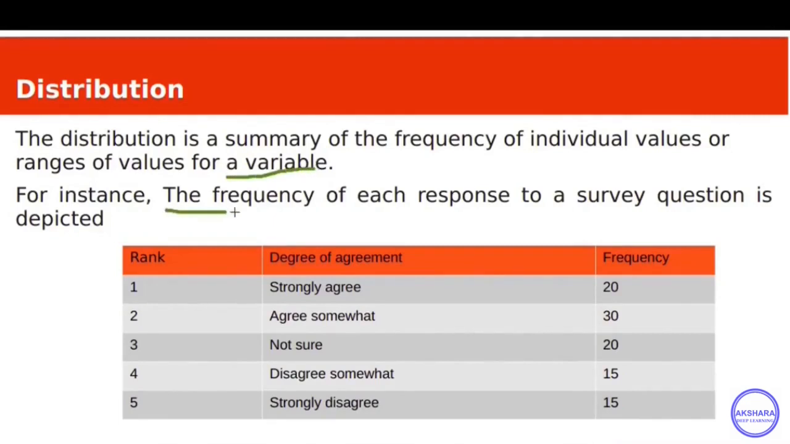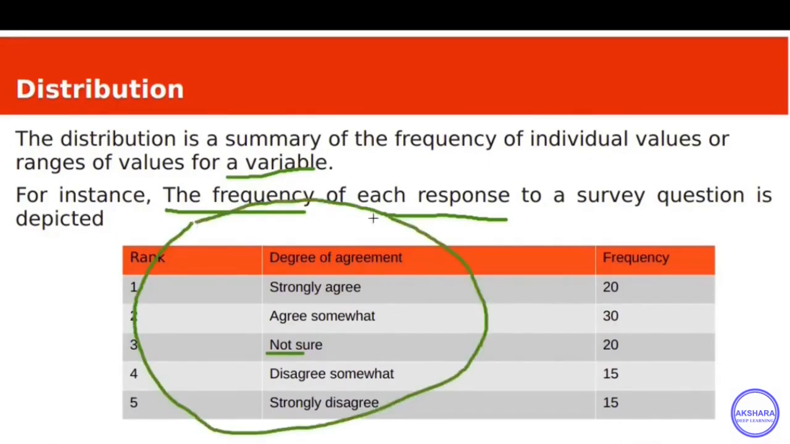For example, the frequency distribution of each response to a survey question is depicted here. That is the rating question. 20 respondents marked strongly agree, 30 respondents marked agree somewhat, 20 respondents not sure, 15 respondents disagree somewhat, and 15 respondents strongly disagree. This is the frequency distribution of each response: strongly agree, agree somewhat, not sure, disagree somewhat, strongly disagree.